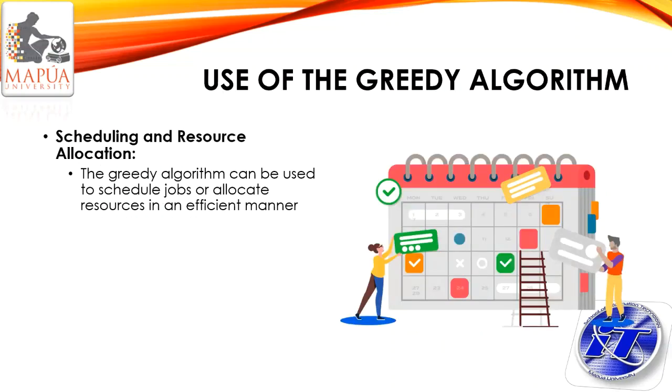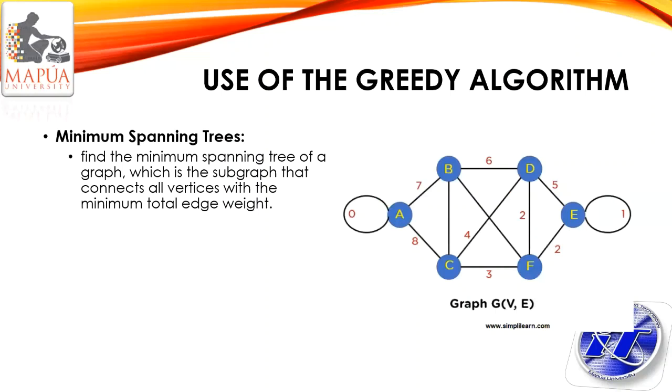Also, a greedy algorithm could be used in scheduling of resources or resource allocation. So we schedule the jobs, who will do the job, or if we have different resources, how we're going to manage it, how we're going to share it. Okay, so a greedy algorithm will help us with that. And as in our AI, data structures, or rather discrete math, we already discussed the minimum spanning tree. Basically, we want to determine how we're going to traverse this map from one location to another.